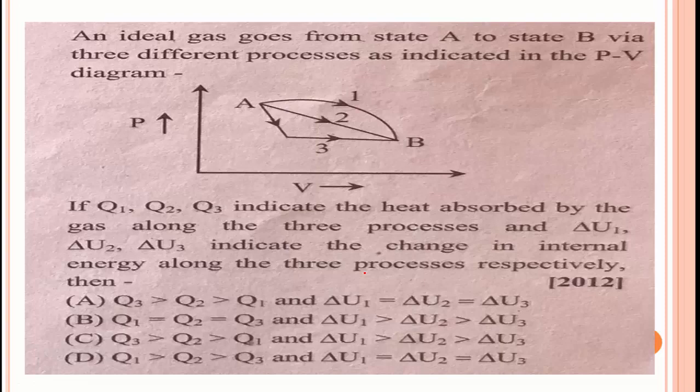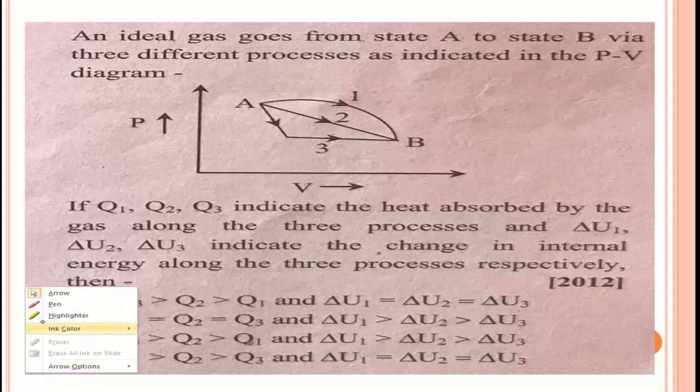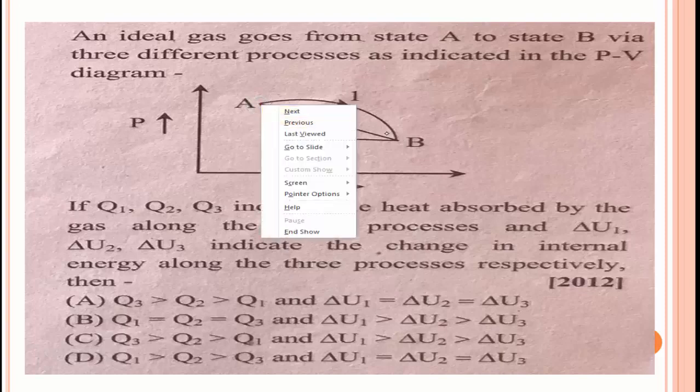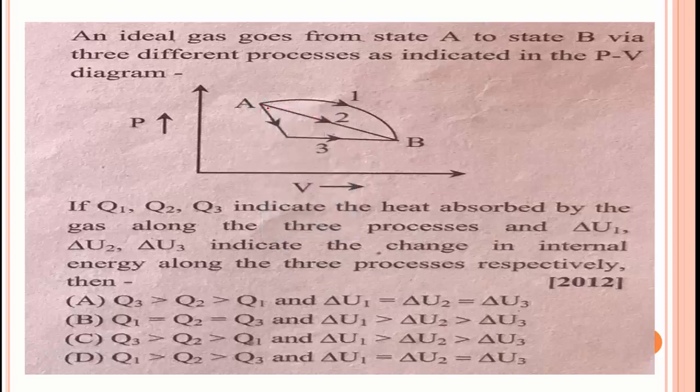The next problem is, an ideal gas goes from state A to B. When an ideal gas goes from state A to B, we have three different paths from point A to B.